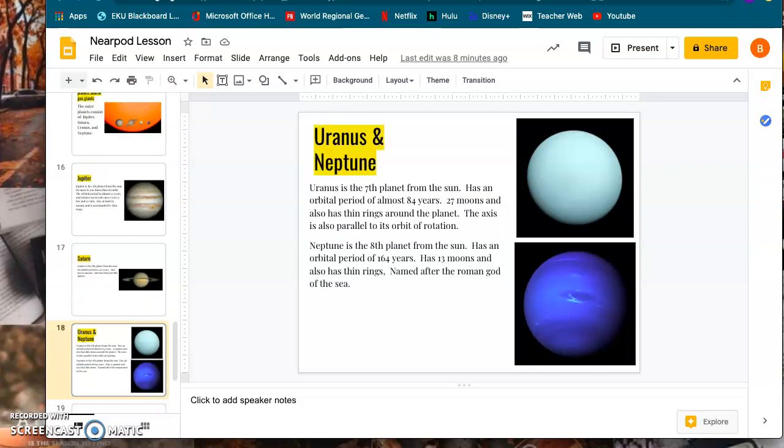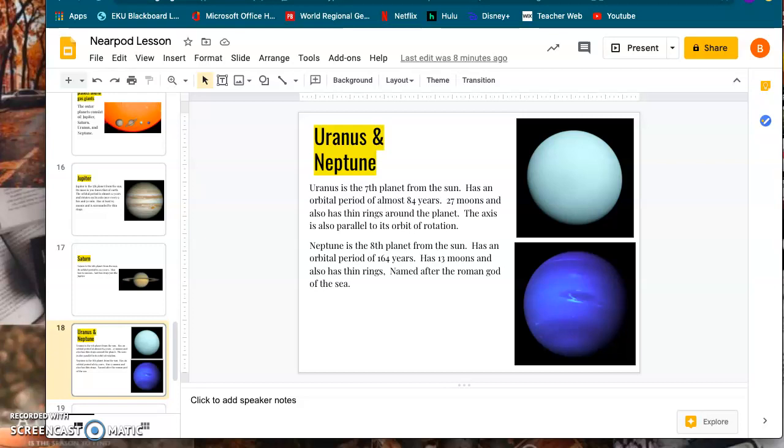Uranus and Neptune. Uranus is the 7th planet from the Sun, has an orbital period of almost 84 years, 27 moons, and once again has thin rings around the planet. The axis is also parallel to its orbit of rotation.